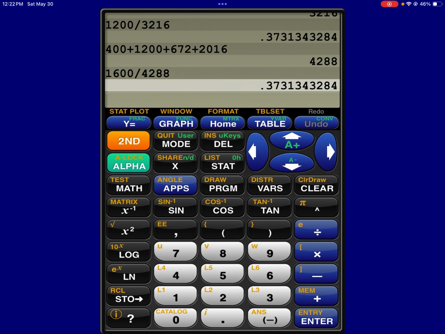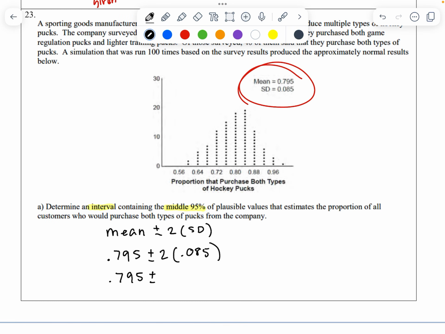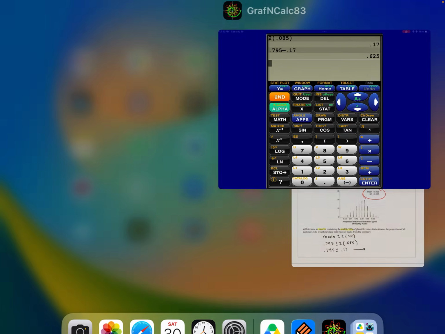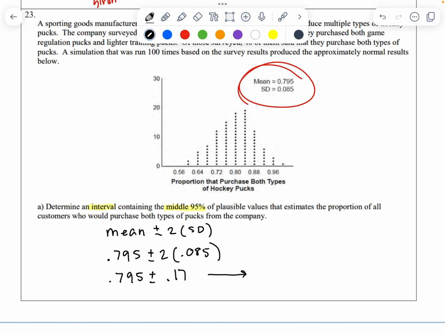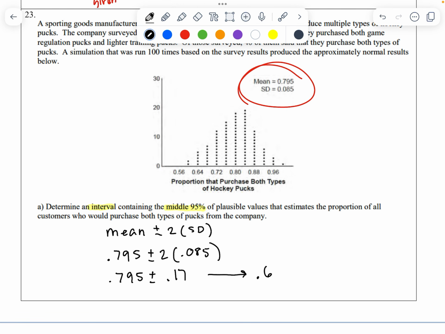Okay, so let's go ahead and multiply this. So 2 times 0.085. And then from there, we're going to go ahead and add and subtract it to this mean. So 0.795 minus, which is 0.625. Did they tell us how to round it? No, they did not. Usually they do, so just be careful with the 0.625.